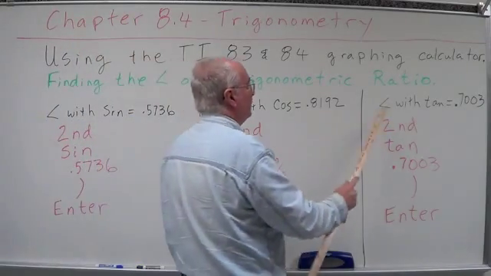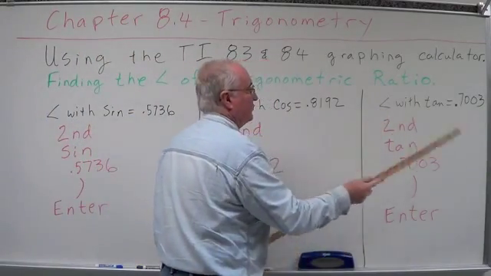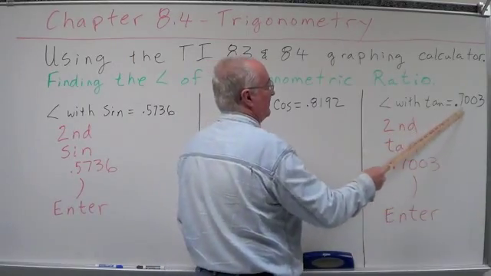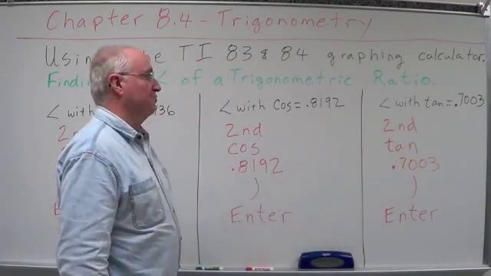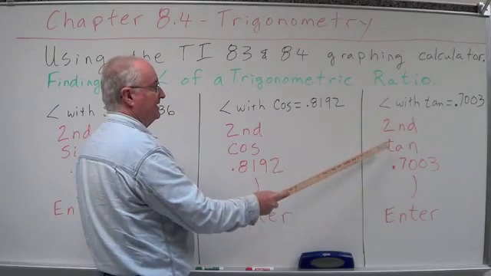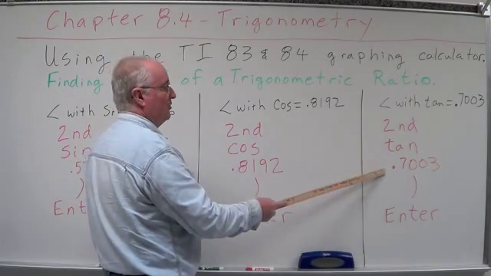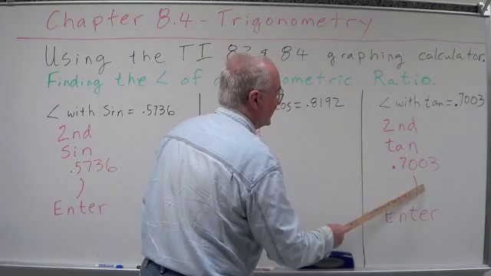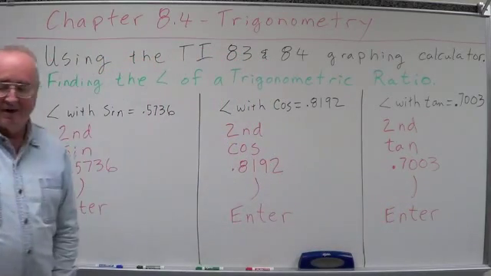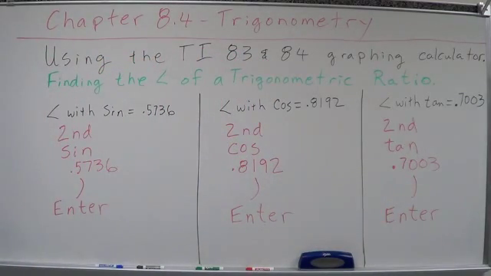Okay, and again, with a tangent, we want to find the angle that has a tangent of 0.7003. Press the second button, press tangent, 0.7003, close parenthesis, and enter. Now, in each one of those, you should come up with an angle that is very, very close to 35 degrees. And if you don't have 35 degrees, then you need to check your mode to make sure it is in degrees and not radians.